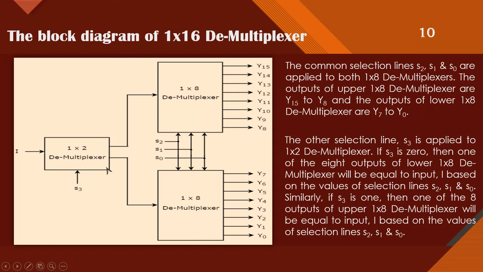So if S3 is 0, then one of the 8 outputs of the lower demultiplexer will be equal to the input I based on the values of the selection lines S2, S1 and S0. Similarly, if S3 is 1, then one of the 8 outputs of the upper 1 into 8 demultiplexer will be equal to the input I based on the values of the selection lines S2, S1 and S0.